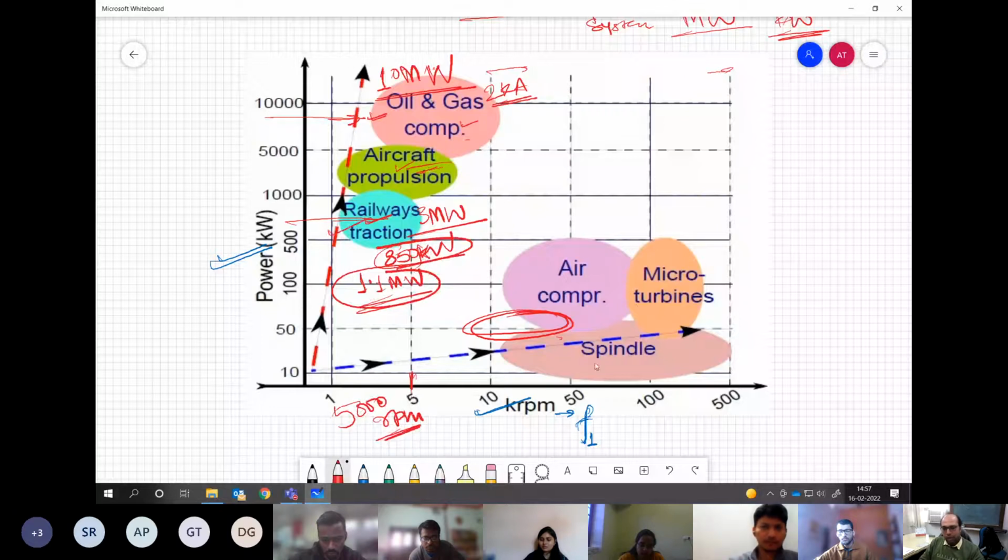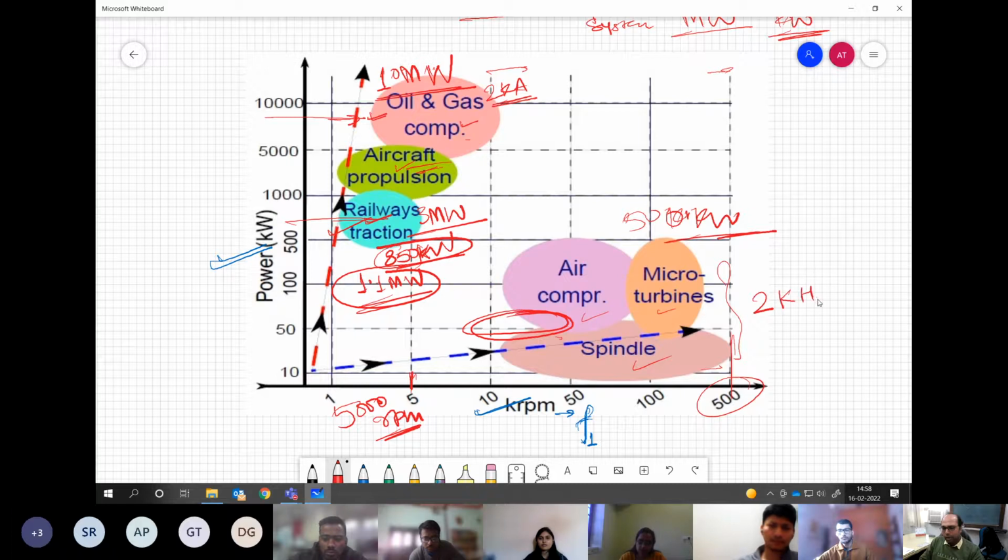On the other hand, if we go this way, the power comes down to something like 500 kilowatt max, but the speed may go all the way up to 500,000 RPM, which is a very high speed. This is the case when we are running spindles, micro turbines, air compressors, or even some aircraft propulsion. In all these cases, the fundamental frequency goes as high as 2 kilohertz.